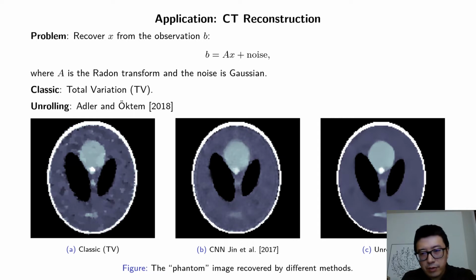Classic total variation was applied to CT imaging around 2008, so this is about a 14-year-old technology. On this particular test I'm showing you, TV did not do a good job. Five years ago, CNN did a much better job, and this unrolled algorithm gives you a cleaner image.